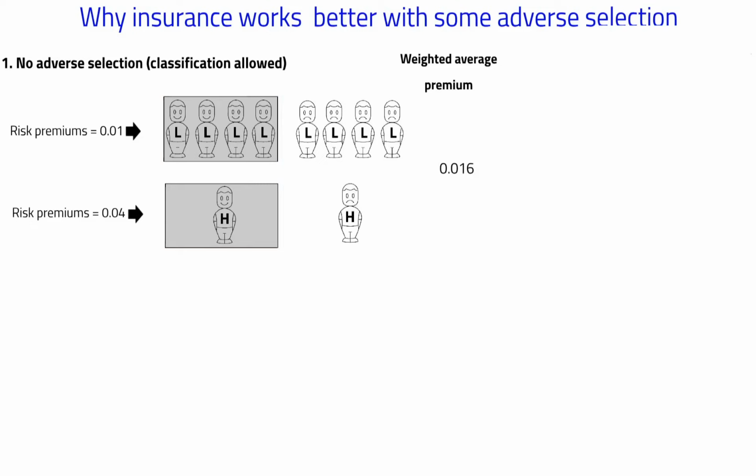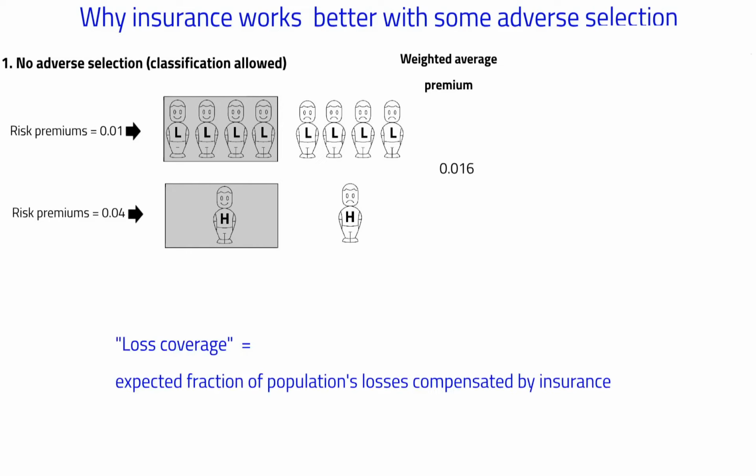We can also calculate what I call the loss coverage. This is a new idea, and it's the key concept here. Loss coverage is the expected fraction of the population's losses that is compensated by insurance. From a social viewpoint, that's a measure of how well the insurance system is working. The idea is that the social purpose of insurance is to compensate the population's losses, so if a larger fraction is compensated, that's better.